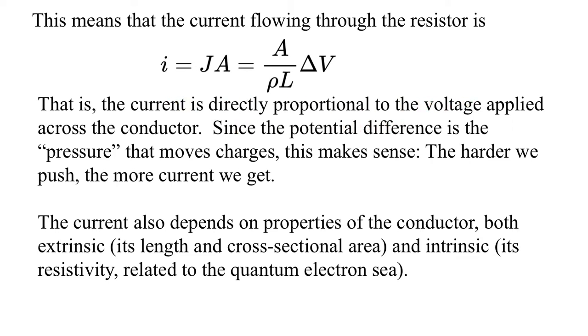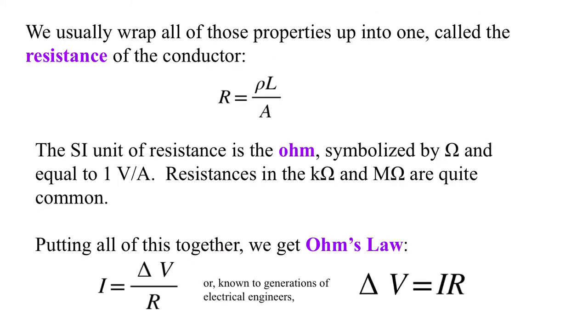So the potential difference is the pressure that moves the charge. This kind of makes sense. The harder we push, the more current we get, right? Remembering always that potential is like pressure and current is like velocity of water or whatever. The current also depends on properties of the conductor, both extrinsic, its length and cross-sectional area, and intrinsic, its resistivity, which is related to the quantum electron sea. Usually we wrap all of those properties, the material properties, into one, which we call the resistance of that conductor, symbolized by R, and it's rho L over A.